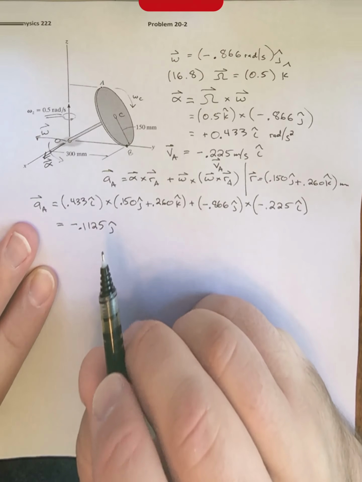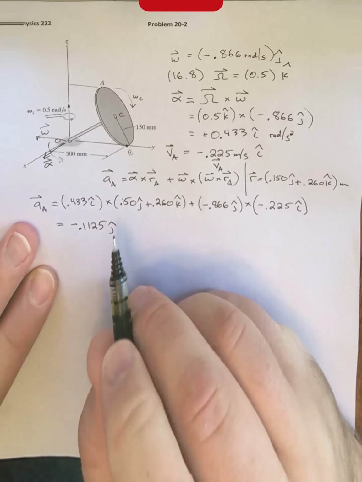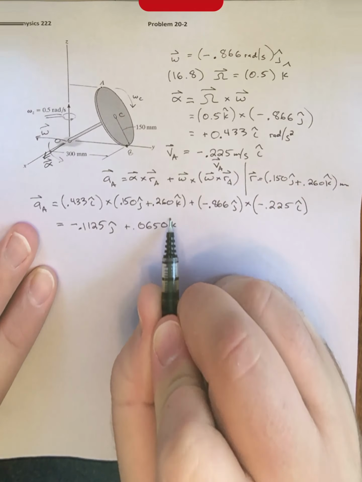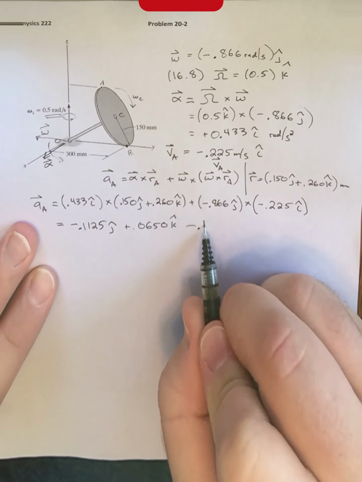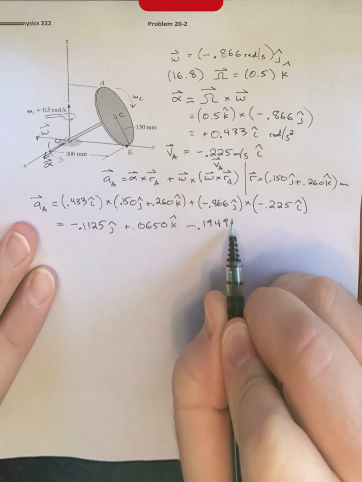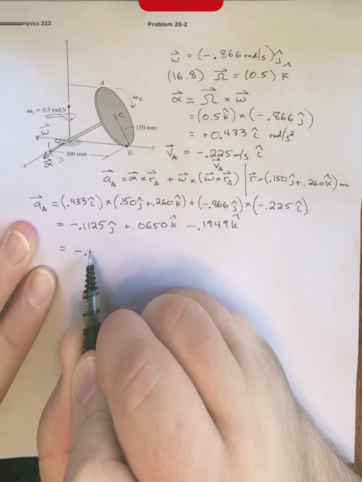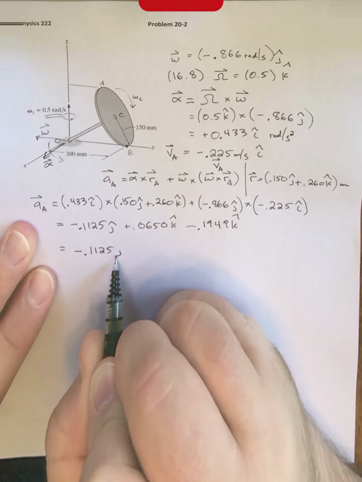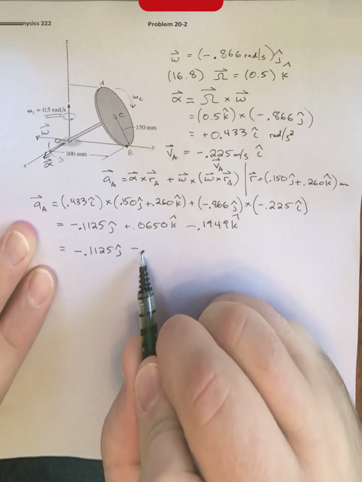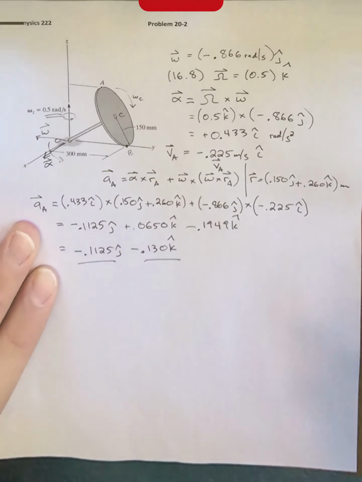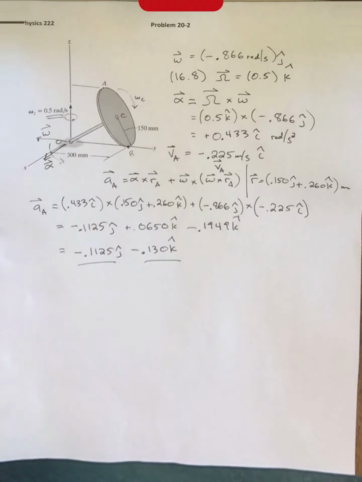Then I'm going to have the terms over here. I have plus 0.0650 k hat minus 0.1949 k hat, bringing all those terms together, negative 0.1125 j hat minus 0.130 k hat, which thankfully is the answer in the back of the book.